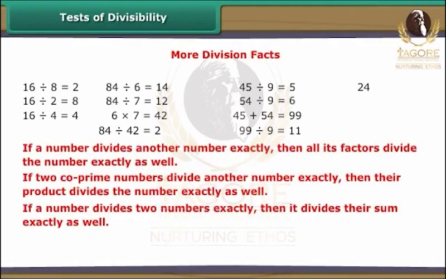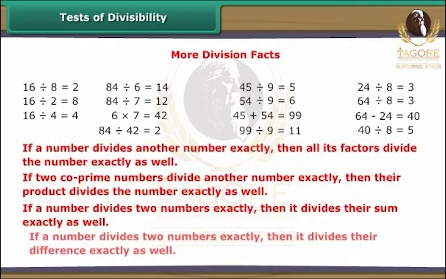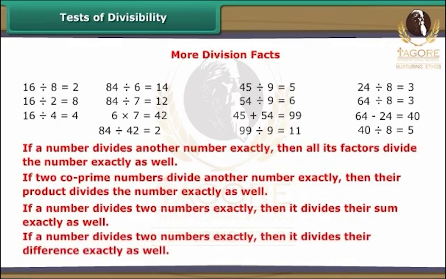Consider numbers 24 and 64. 8 divides both exactly. Consider the difference of 64 and 24, which is 40. 8 also divides 40 exactly. Therefore, if a number divides two numbers exactly, then it divides their difference exactly as well.